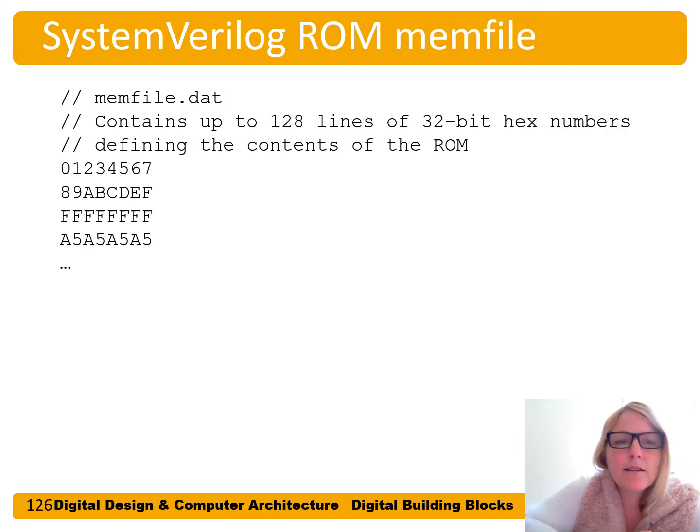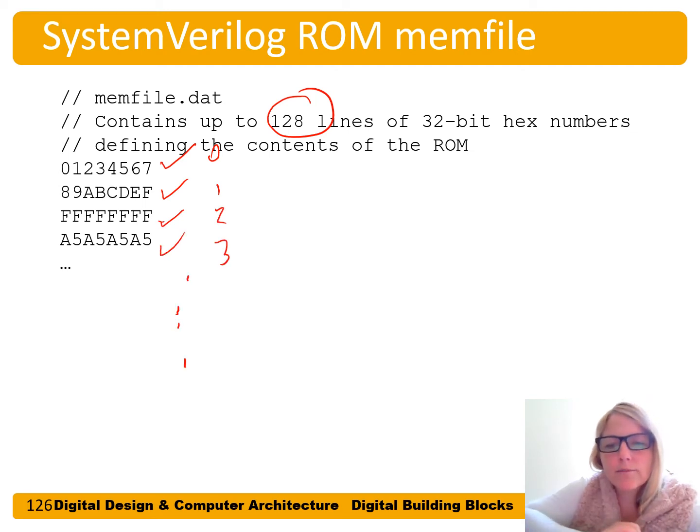And here are the contents of that data file, memfile.dat, and it can contain up to 128 lines of 32-bit hex numbers. Address 0 would have that value, 0, 1, 2, 3, 4, 5, 6, 7. This is address 1. This is address 2. This is address 3, and so forth.